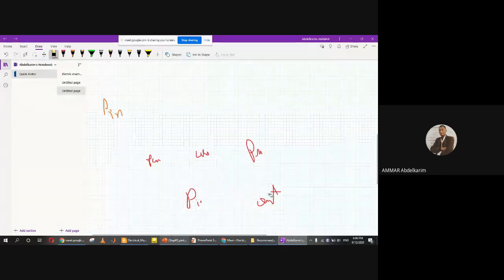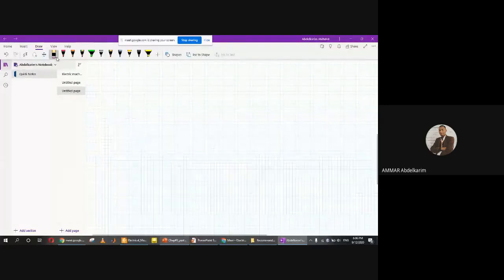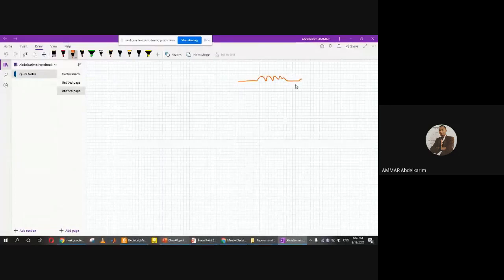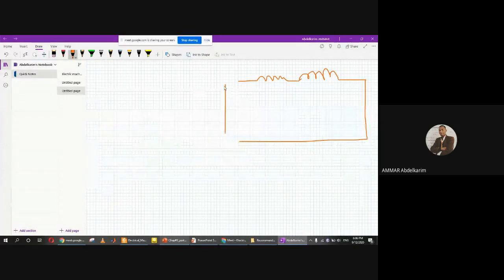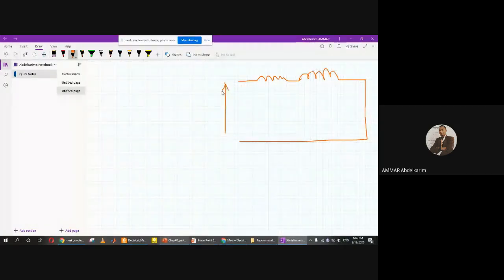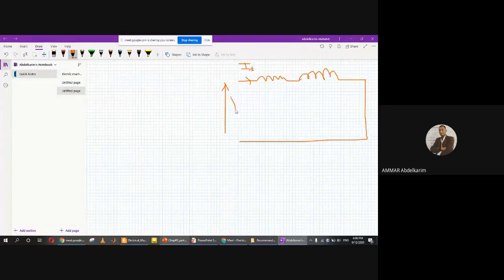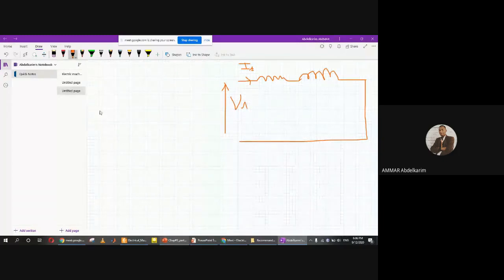Okay, let's try to do it on the table. So the equivalent circuit in case of short circuit tests, we have a resistance, which is the equivalent resistance, and we have inductance, which is the equivalent inductance, and it's shorted here. So this is the voltage, and this is the current referred to the primary, I1, V1.